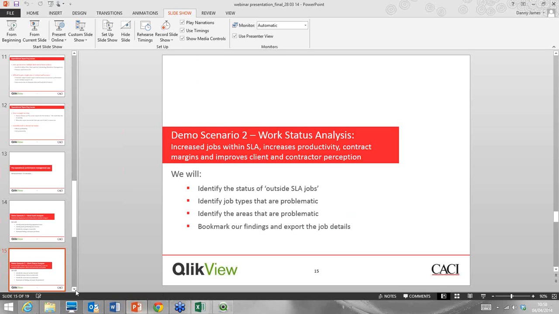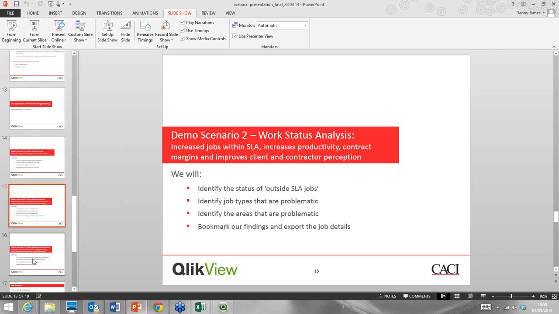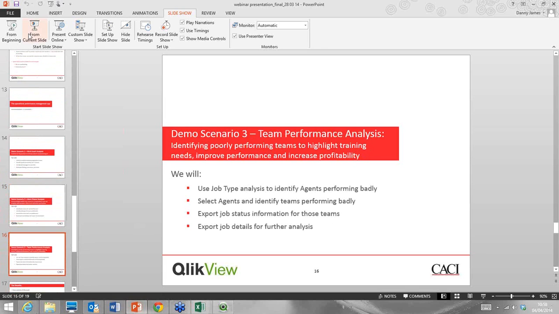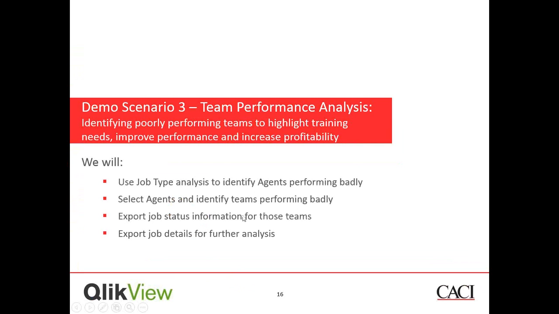If we move on to demonstration or scenario 3, this is where we start to look at team performance, which I just alluded to there. Want to really highlight the poorly performing teams. This can highlight training needs. You can improve performance obviously from this. If you're increasing the lowest level of performance, you can increase your bottom line.